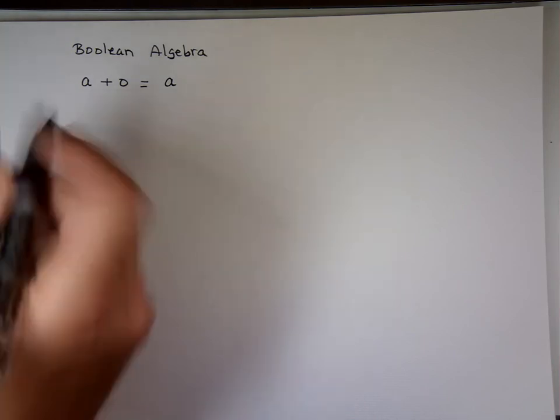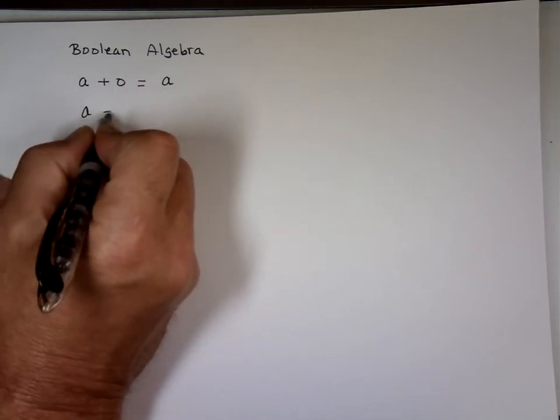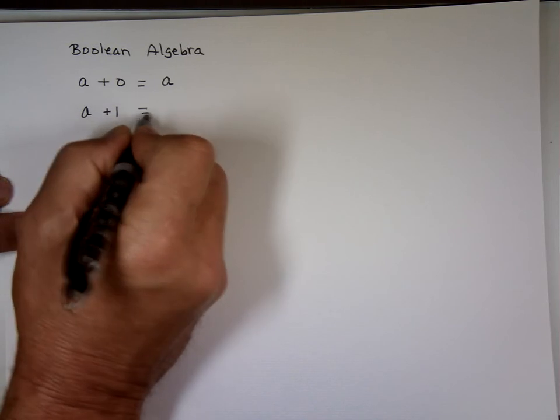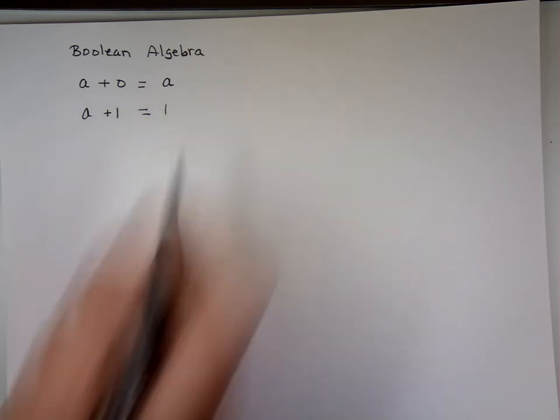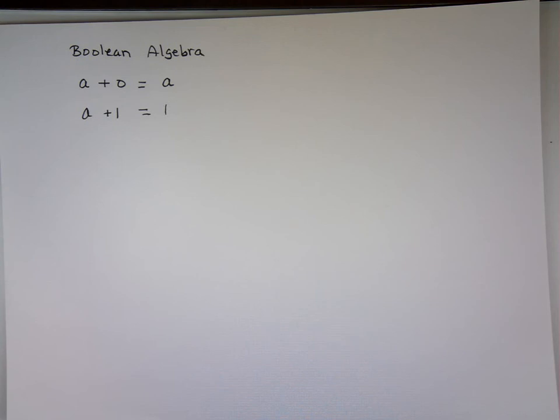A plus 1. If you take an OR gate and you make one input 1, what are you going to have for an output? 1. Doesn't matter what A is. That will be a value of 1, regardless of what A is. 0 or 1, still 1. 1 or 1, still 1.